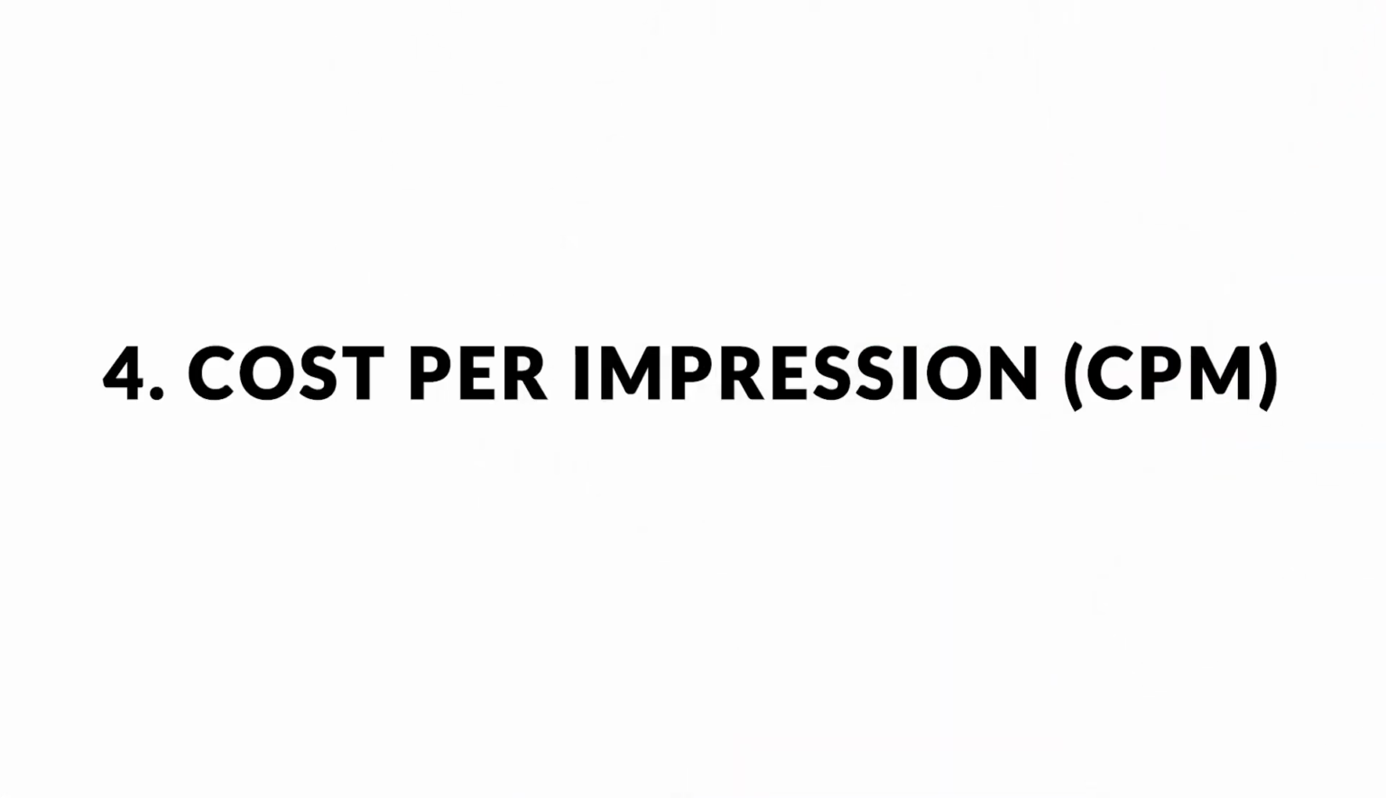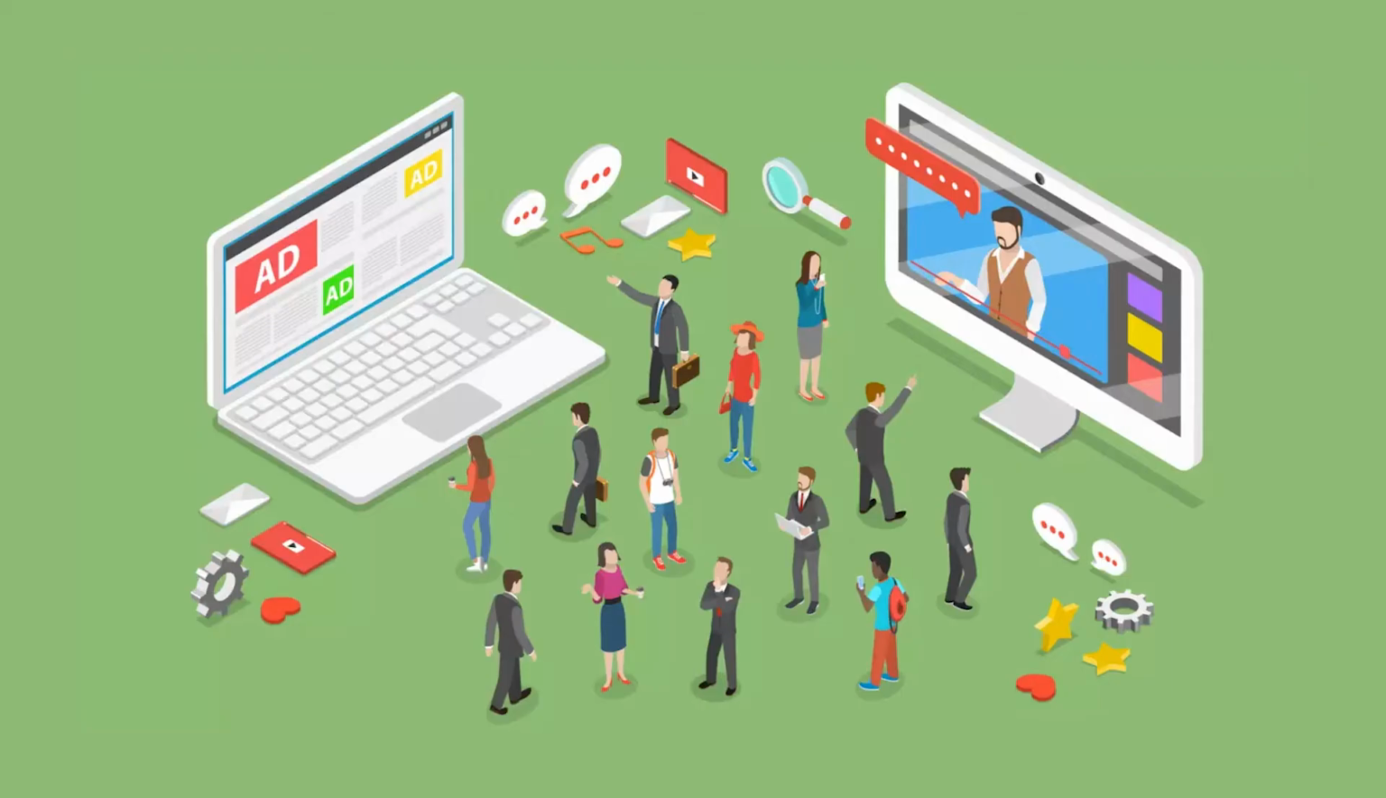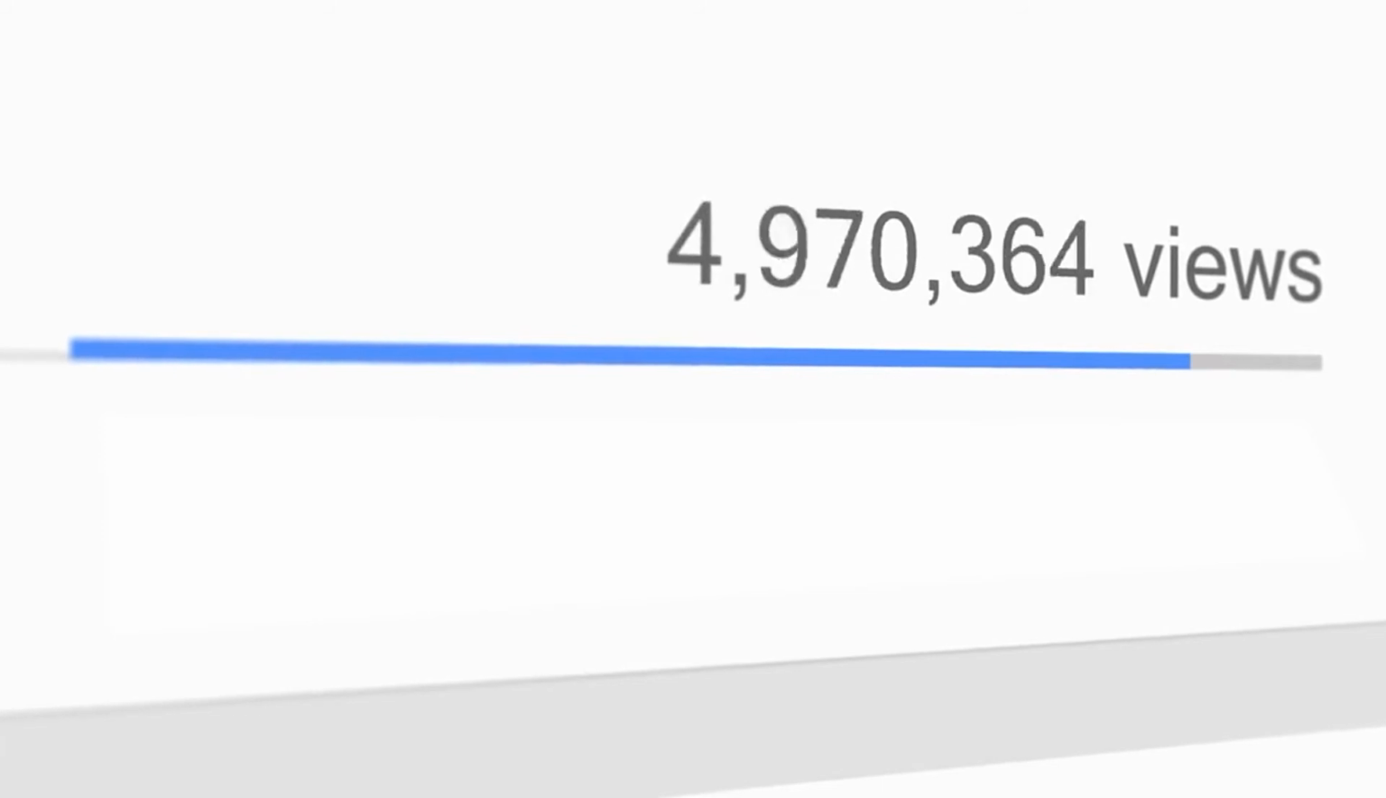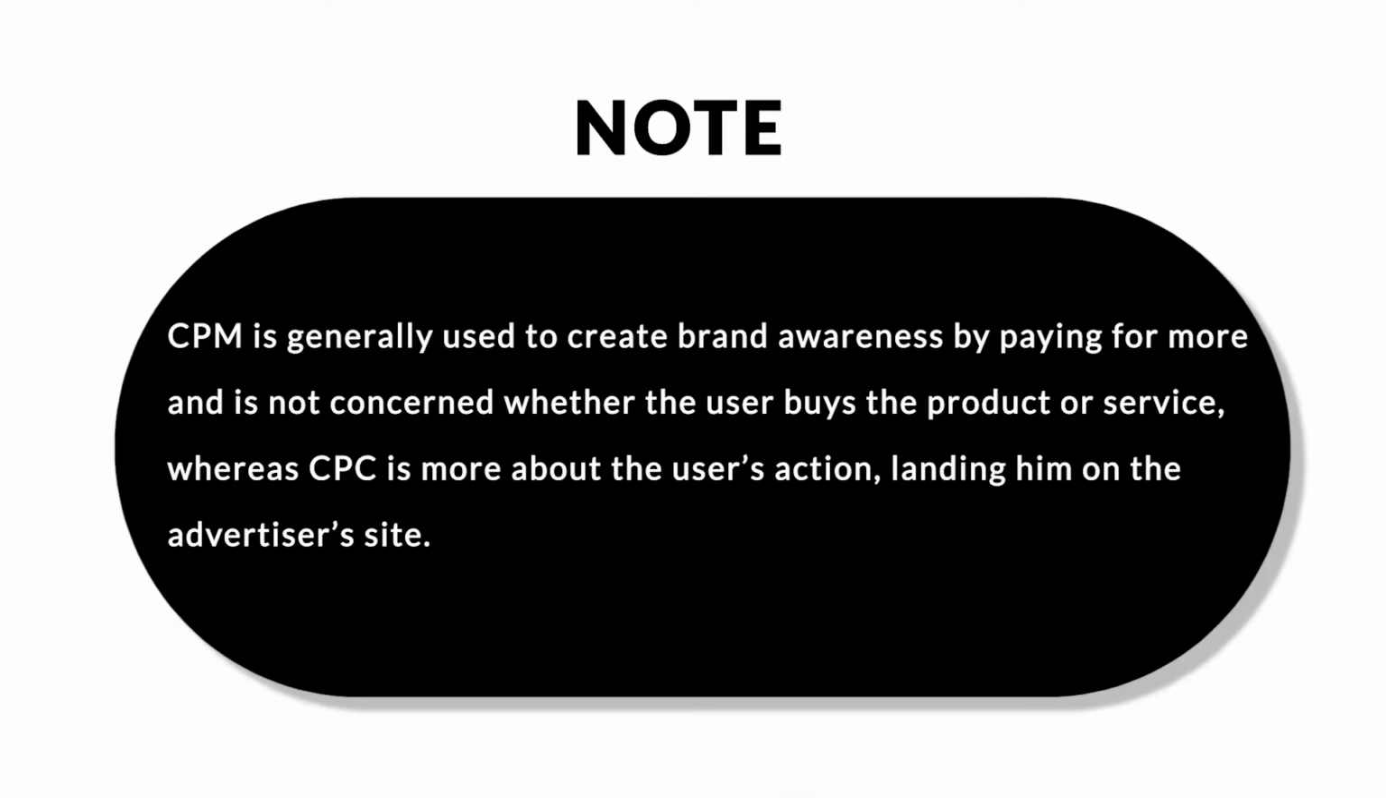4. Cost per impression, CPM. It refers to the sum charged for advertising based on the number of times a user views the ad. It is calculated per 1,000 views. Impressions are generally understood as viewership of data. The number of times your ad was sent from the source to the user's page. Note, CPM is generally used to create brand awareness by paying for more viewership of the ad and is not concerned whether the user buys the product or service, whereas CPC is more about the user's action, landing him on the advertiser's site.